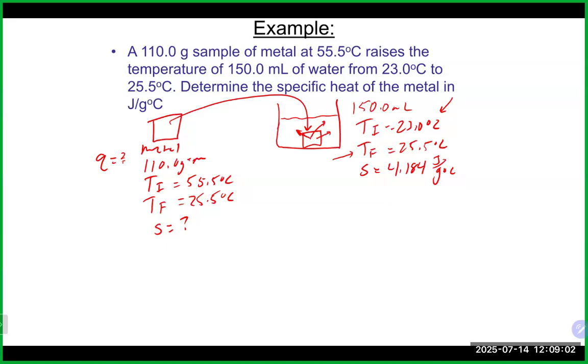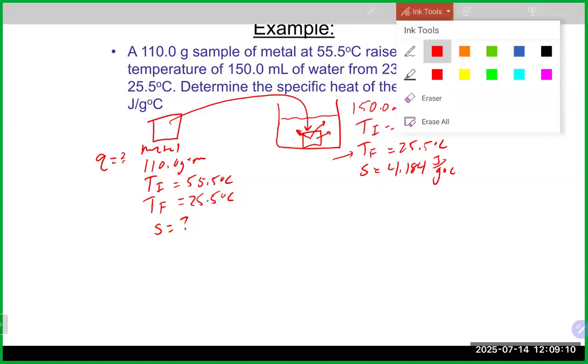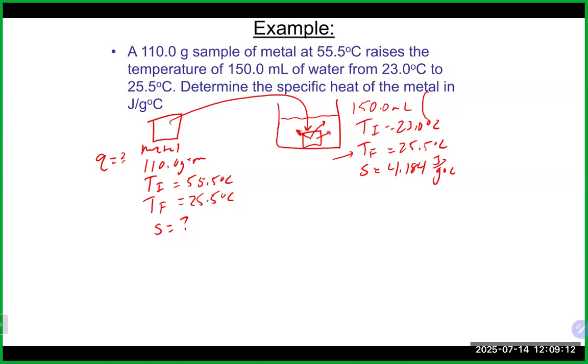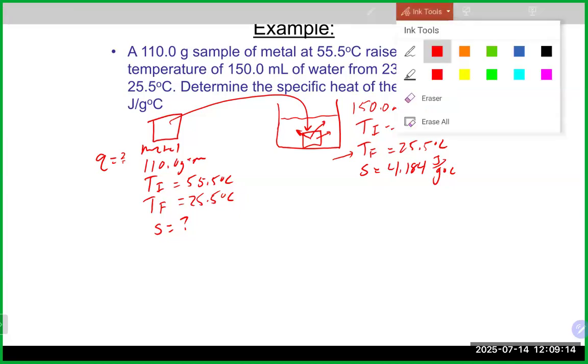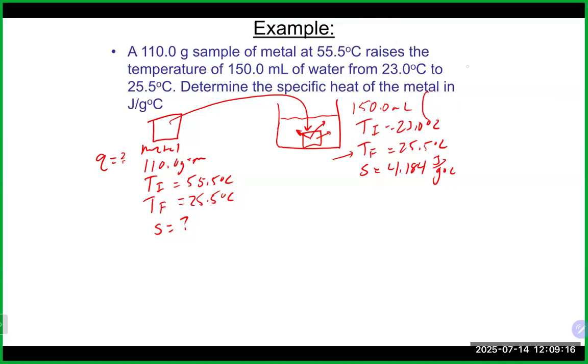We're not given the mass of the water, but we are given the volume. So this is a situation where, if you needed to, you could use the density of water. And again, when you need to use the density of water, 1 gram per milliliter is the choice there. And that's going to give me 150 grams of water. So now we could do this for our water here. We'll go with 150 grams of water.